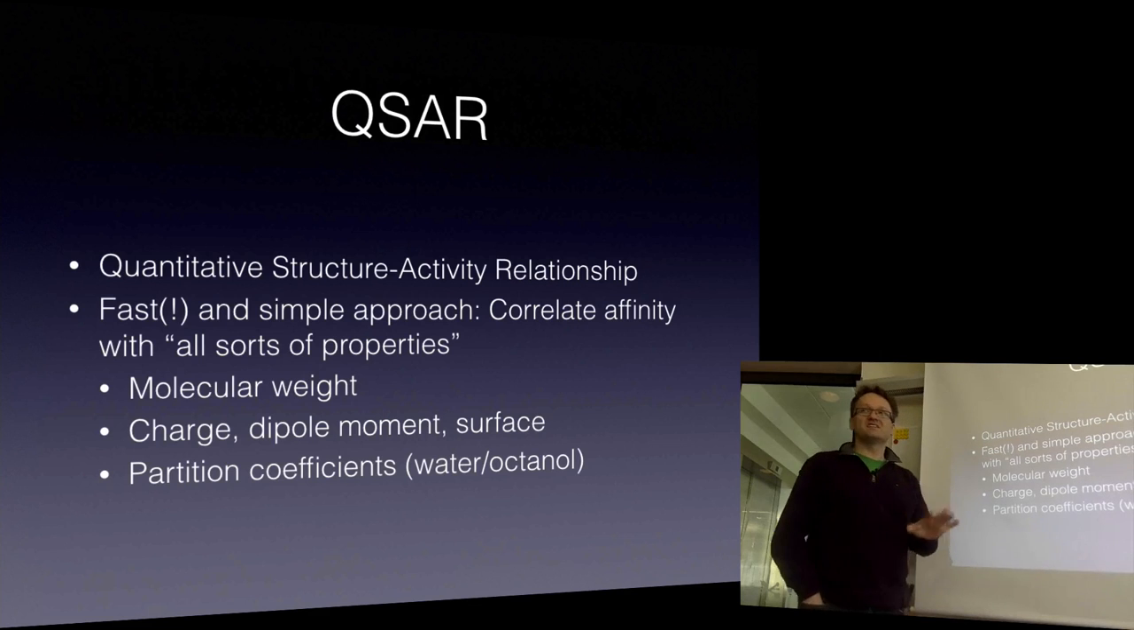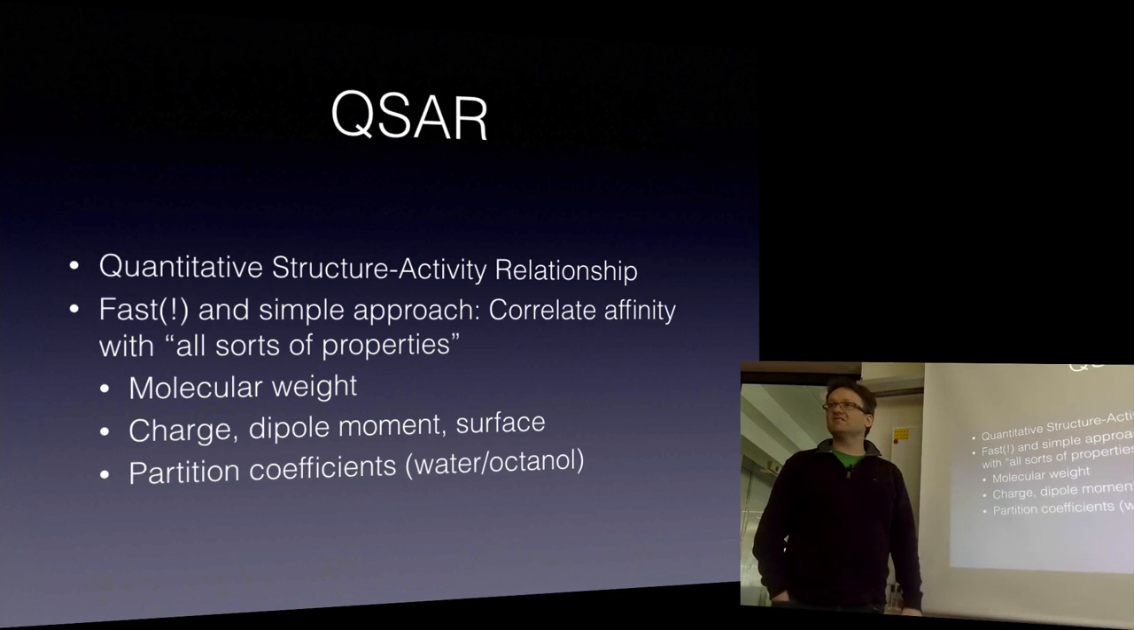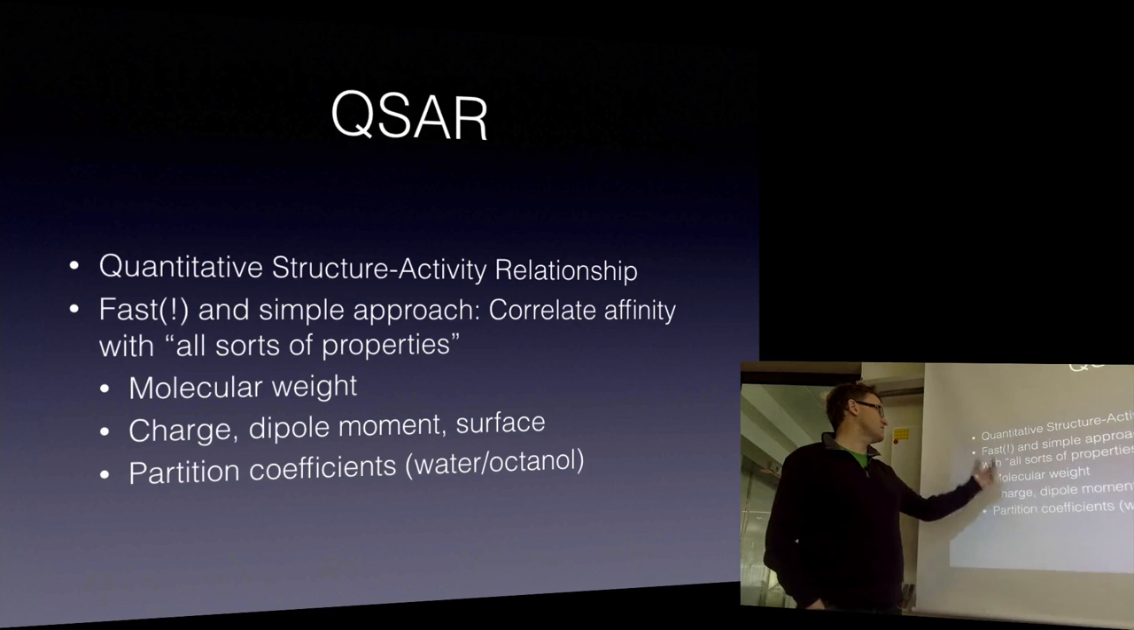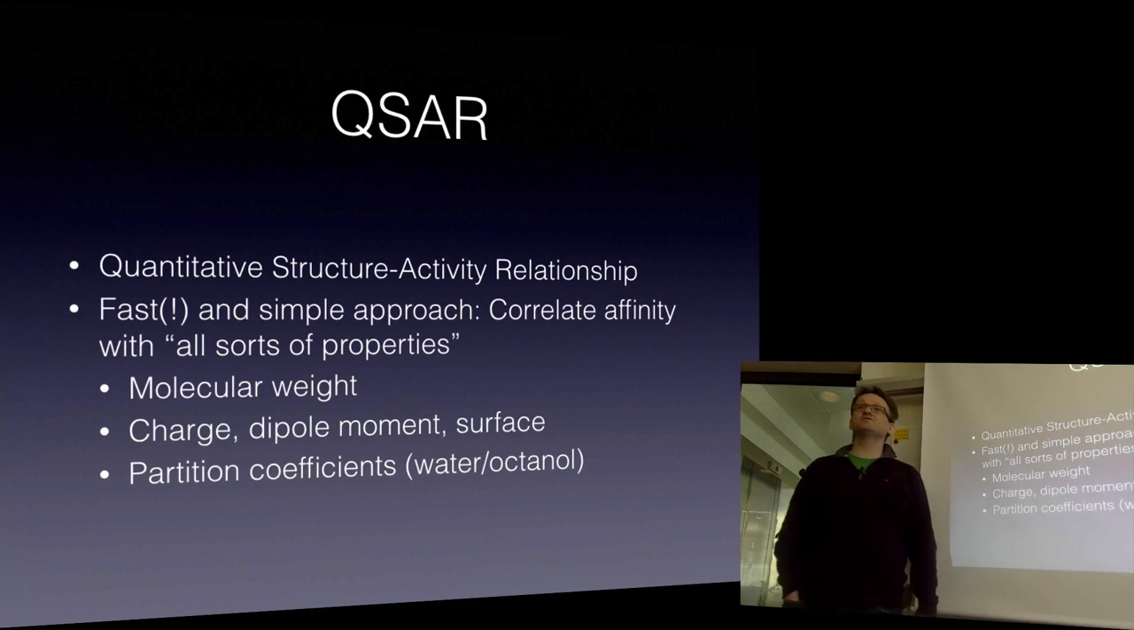This is much simpler than it sounds. So just take all your compounds, make a long list of all the tables. How heavy is it? What is the charge? What is the dipole moment? What is the surface area? What might the partition coefficient be? How many hydrogen bonds can it form? And then use this in a database to try to find other molecules that are similar.